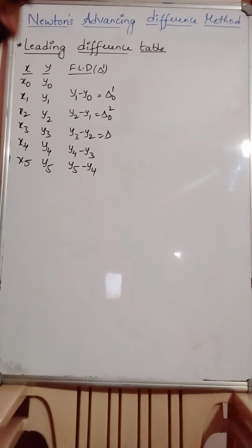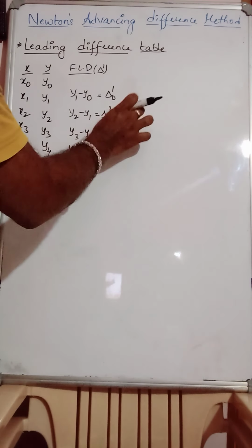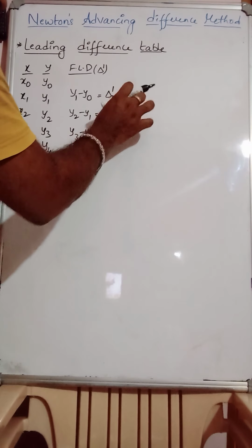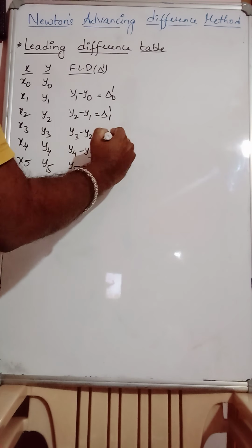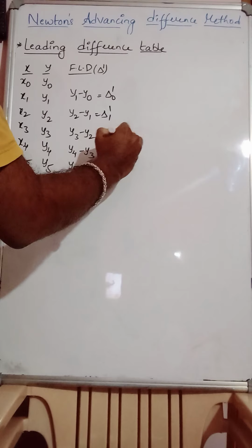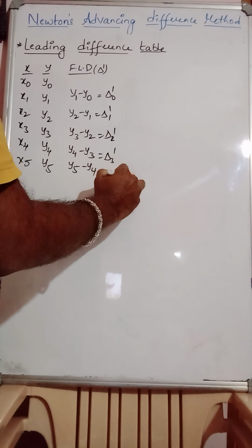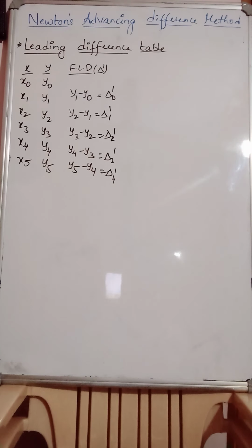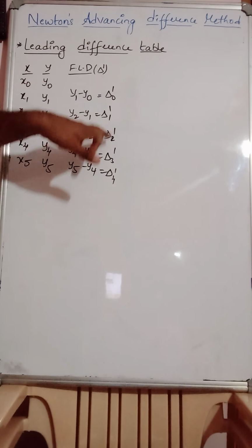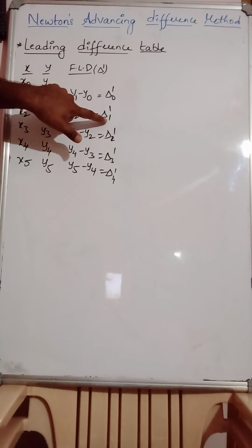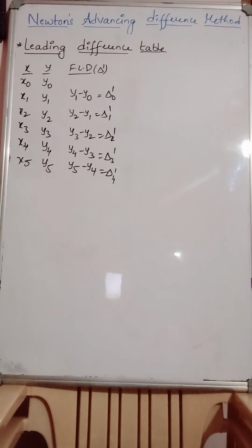Sorry. So this we have to take as delta. This is delta naught 1. This is delta 1 1. This is delta 2 1. This is delta 3 1. This is delta 4 1. Right? So delta 1 is common. So this is at origin, first place, second place, third place, fourth place.